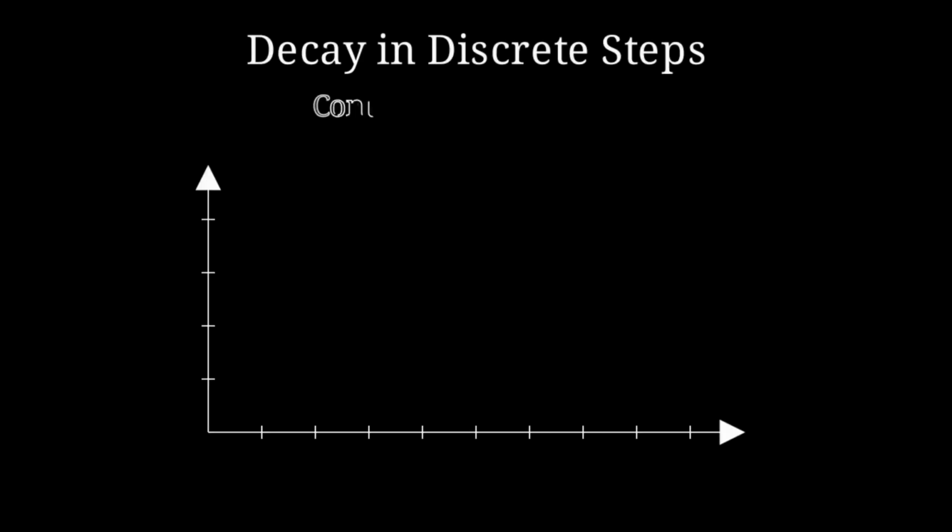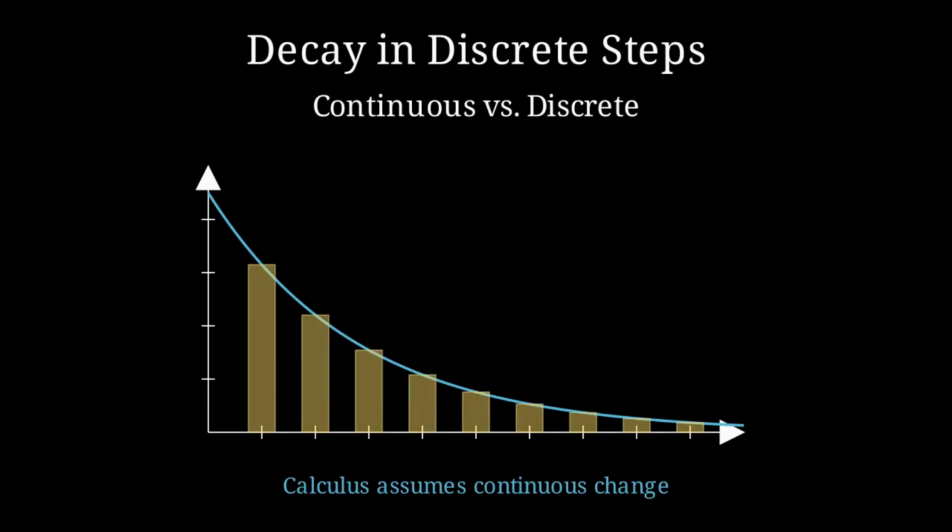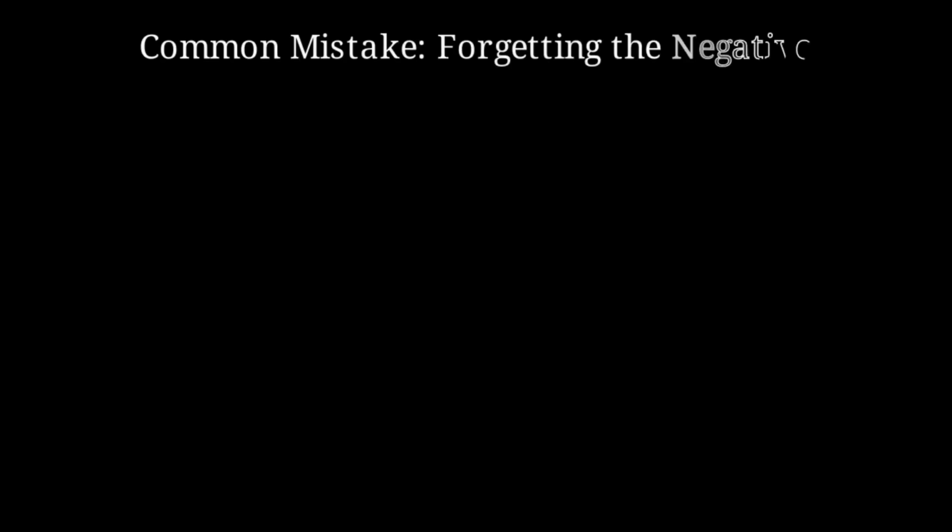We must remember that calculus treats decay as a continuous flow. In reality, at the atomic level, atoms pop out of existence in discrete steps. However, because there are trillions of atoms, the smooth curve provided by calculus is an incredibly accurate approximation for all practical purposes.